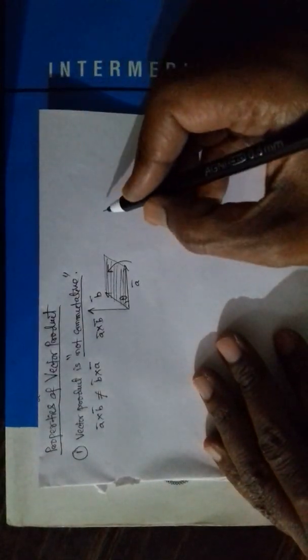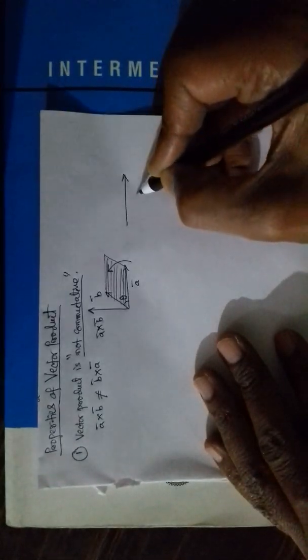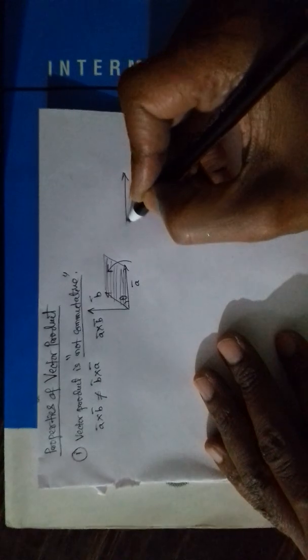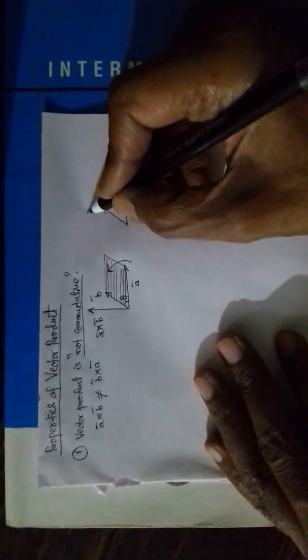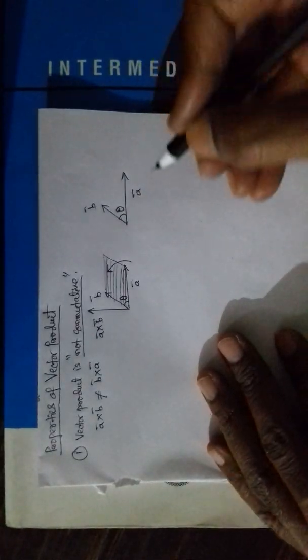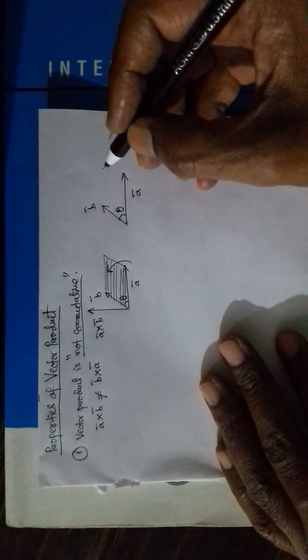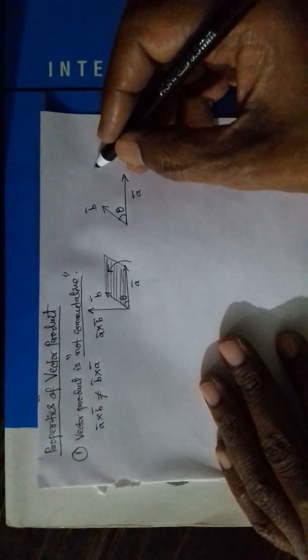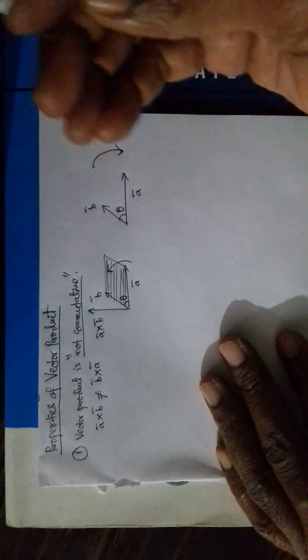Now, suppose this is A vector, this is B vector, angle is theta. Now, if you move the screw from B to A, the screw will come down.